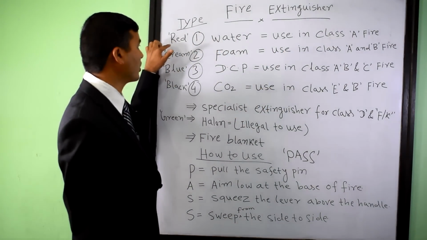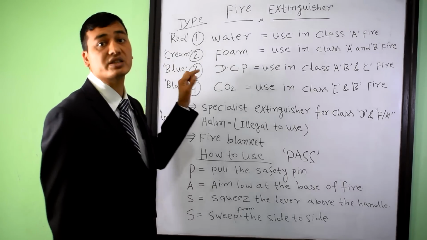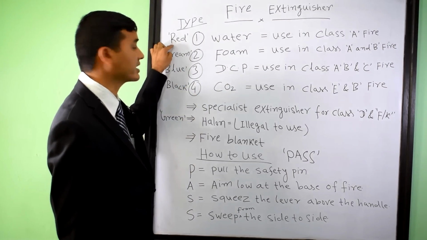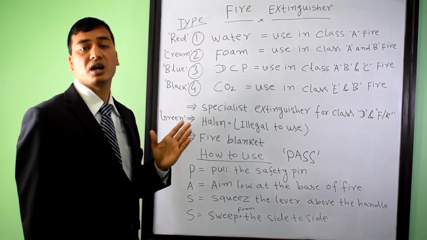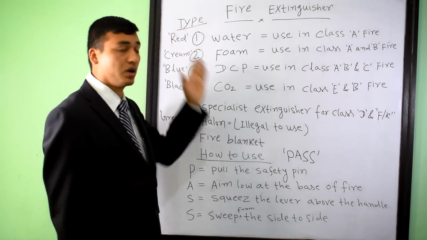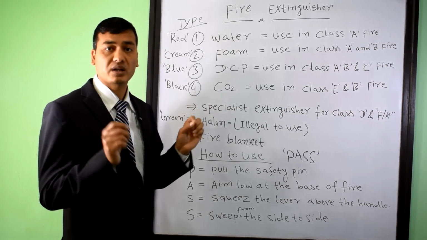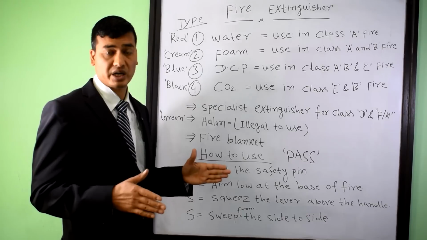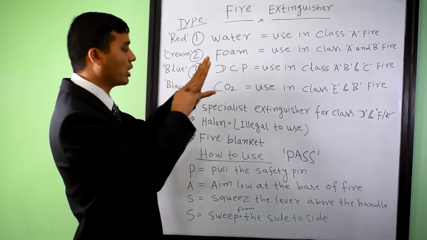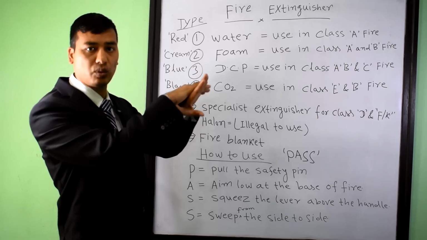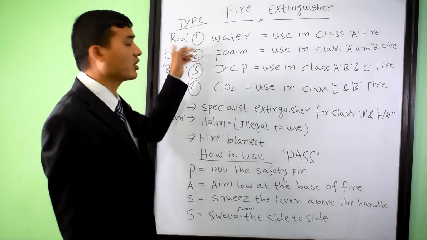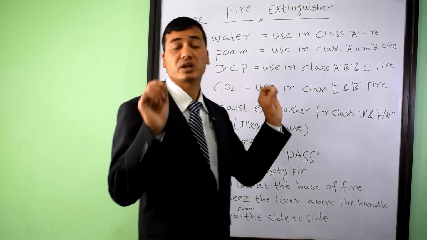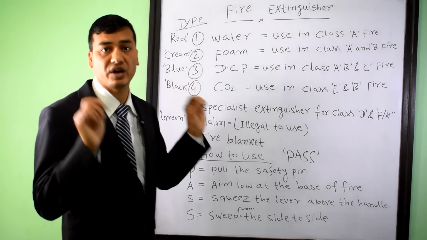Okay, but the water extinguisher is in a red color. I have mentioned here red. Why do I mention it here? You can identify the water extinguisher by the red color. If the cylinder is not red, you can see where it's written water, or there is a red color there. It is water extinguisher we can use for the class A fire.